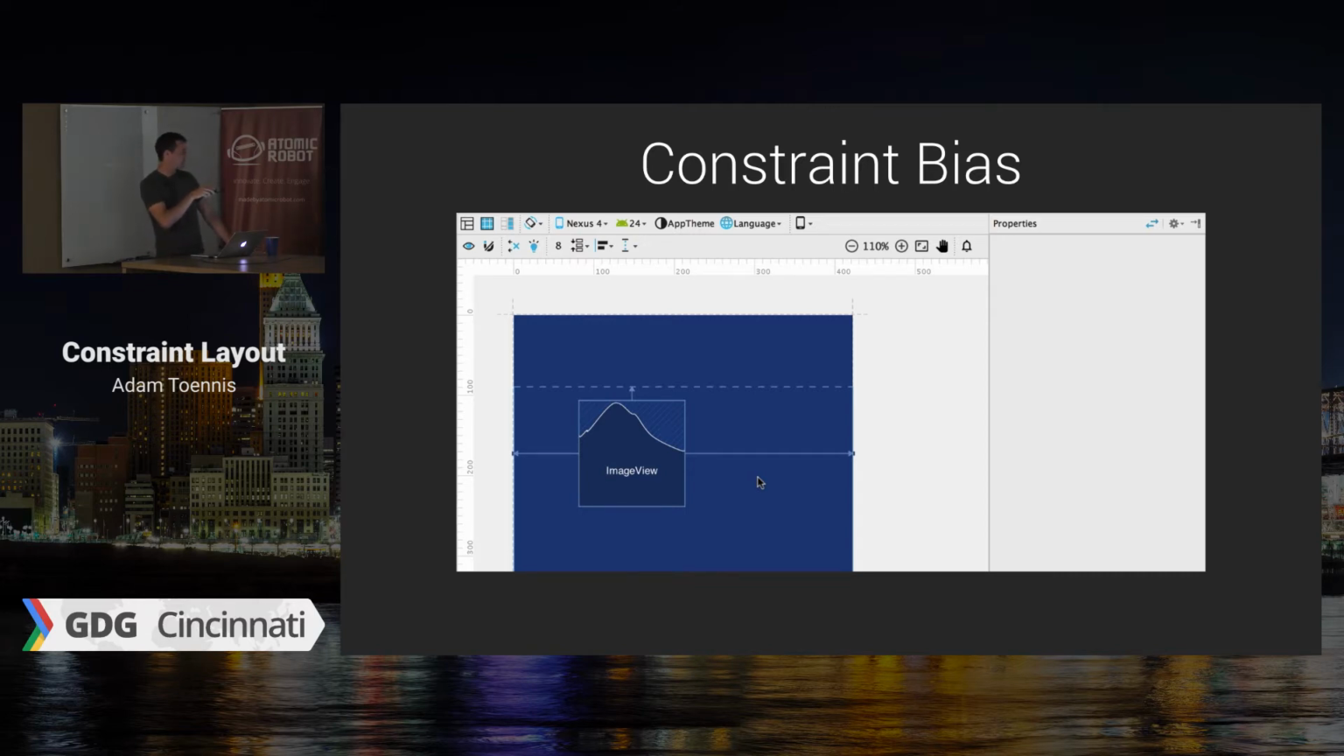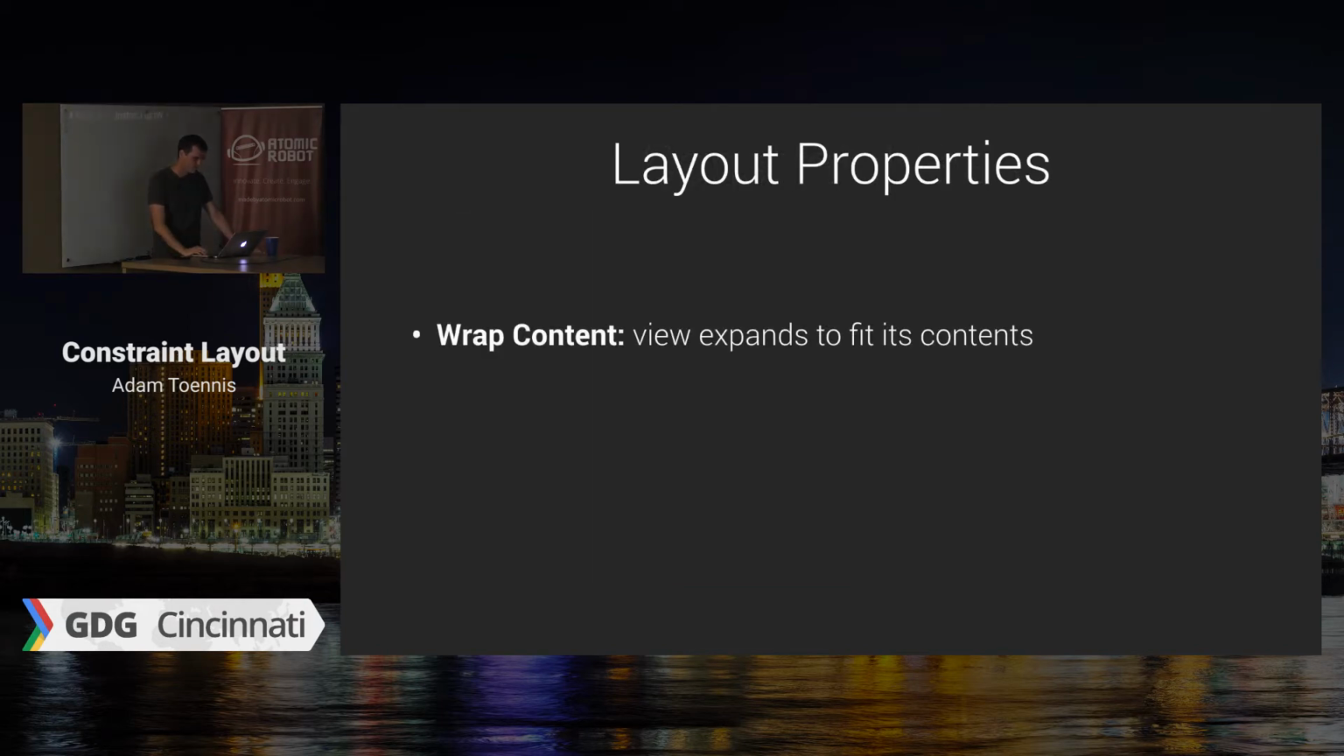Oftentimes you'll have a constraint left and a constraint right and also on the top, and you don't want it where it ends up and you just want it over a little bit. You just drag that slider around. Same thing with the vertical.